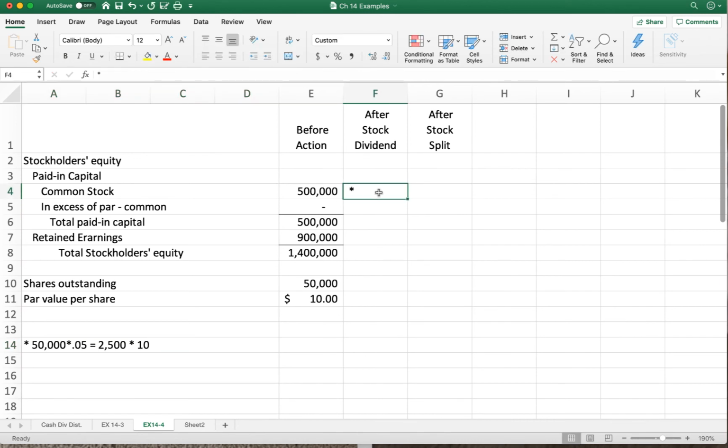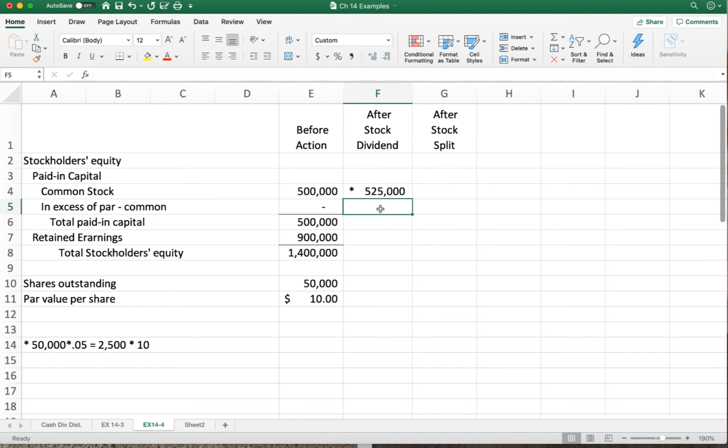So that means after the stock dividend, my common stock account is going to be valued at $525,000. Now, the next thing I need to look at is my paid in capital in excess of par. How do I figure that out? Well, that's super, super easy.